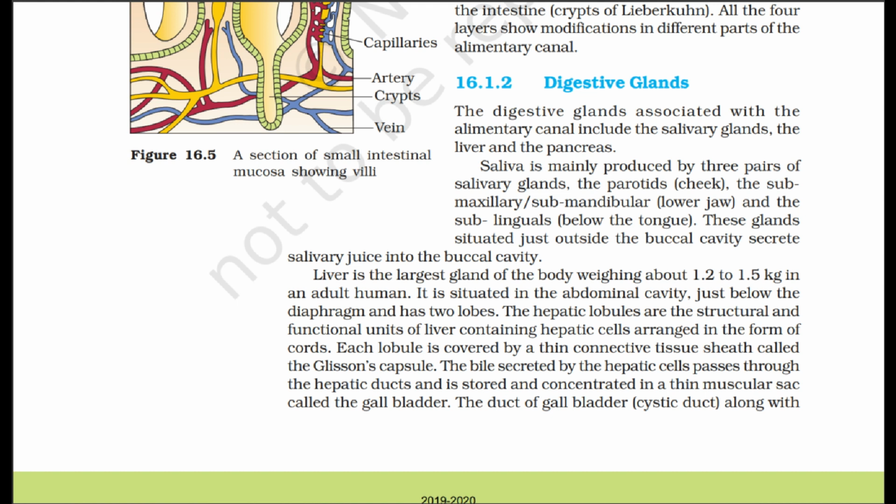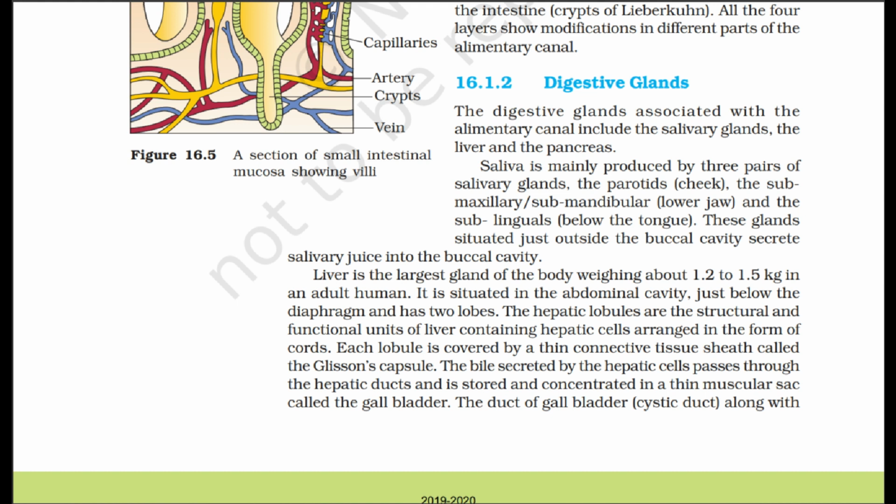The liver is the largest gland of the body, weighing about 1.2 to 1.5 kilograms in an adult human. It is situated in the abdominal cavity, just below the diaphragm, and has two lobes. The hepatic lobules are the structural and functional units of the liver, containing hepatic cells arranged in the form of cones. Each lobule is covered by a thin connective tissue sheath called Glisson's capsule.